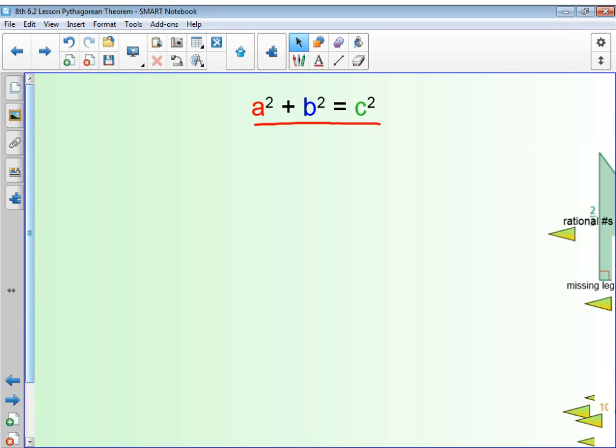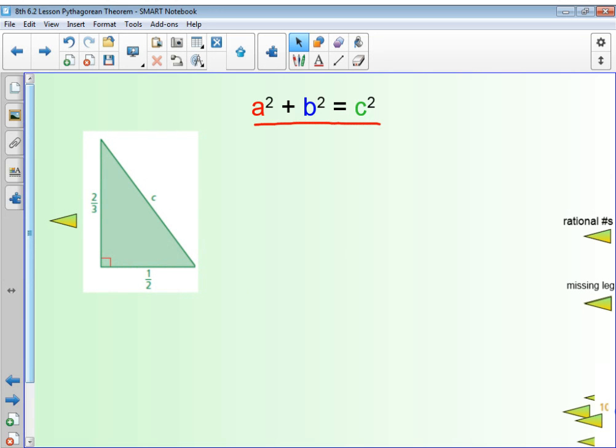Okay, so let's try another one of these. This time the rational numbers are working with fractions. Plug it in. We're still going to plug it into that equation. I'm going to say this is A because that's one of the right angles or sides of the right angle, and this is B. You can flip-flop those. C is my hypotenuse, or that side straight across from the right angle.